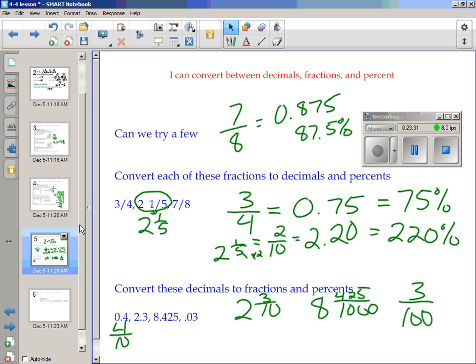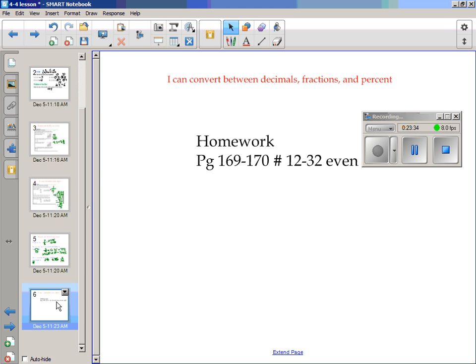I need everybody to pull out their notebooks or their planners right now. Here's your actual homework. It's up on the board.